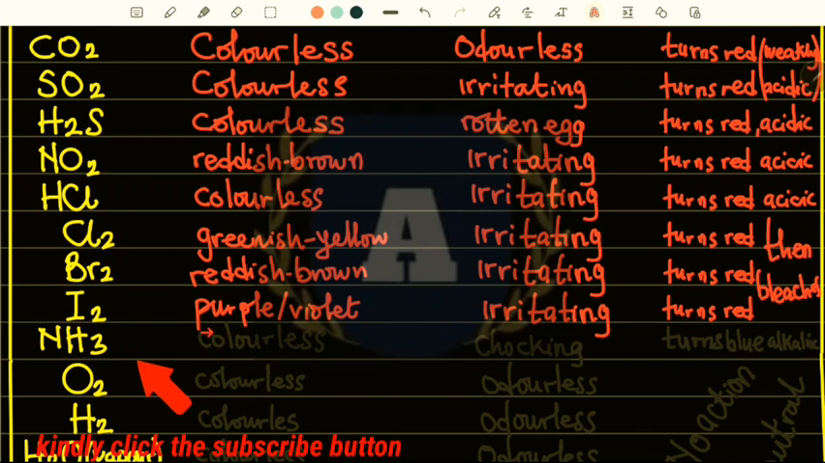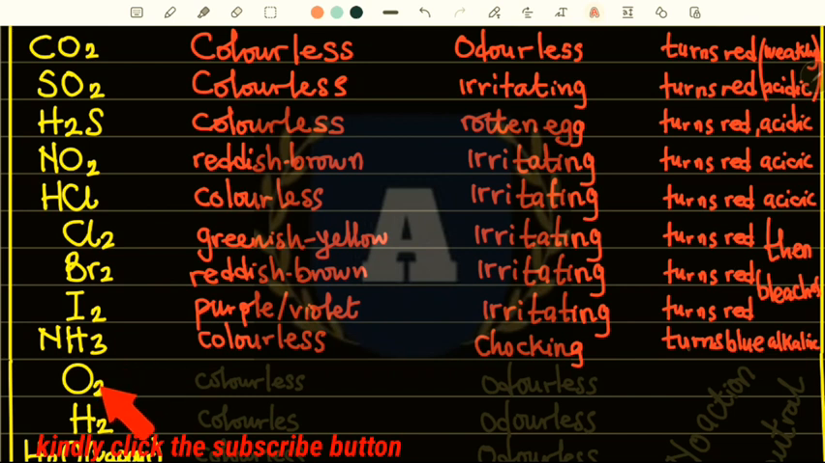Ammonia gas is colorless. Ammonia gas doesn't have any color, but has a choking, irritating smell, like the smell of a dead rat. It turns red litmus blue. So it is the only and the most common alkaline gas.